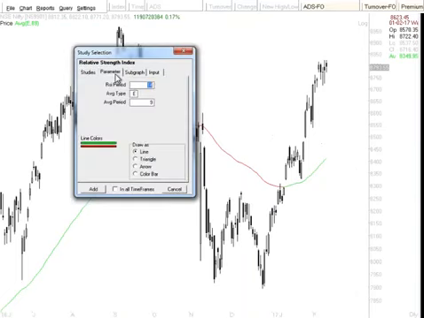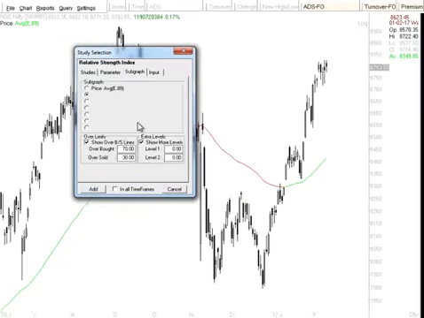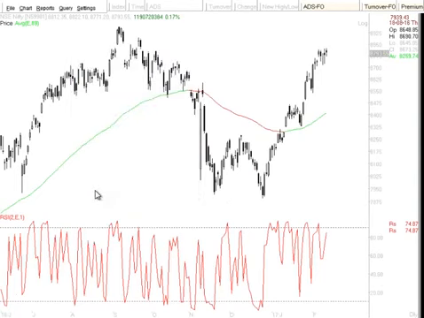Let's come here. Relative strength index, 2-period. 70 I change to 90, 30 I change to 10, add. So I get my RSI.